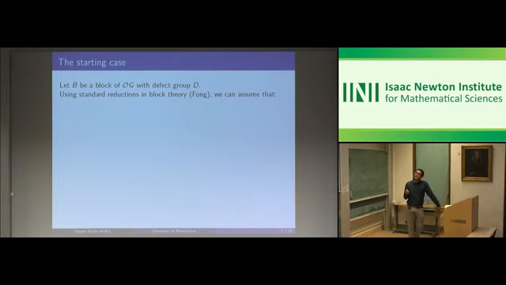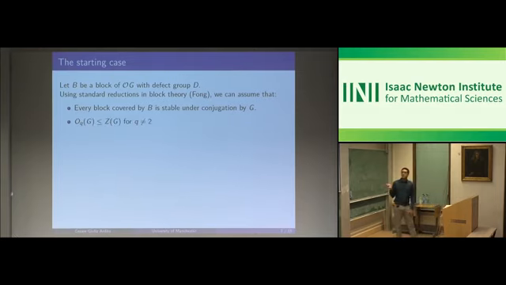So we take B, a block of OG with defect group D, and we apply certain standard reductions, and we can assume that all the blocks covered by B are stable under conjugation by G, that every odd p-core is central, and that B essentially covers no nilpotent blocks, as in all nilpotent blocks that are covered are in the Fitting subgroup. And this is quite technical. It's not super important to understand it, but it might answer some questions which could come up after this. So we apply certain standard reductions, which are mainly Fong reductions, and we can reduce to a special kind of block in a special kind of group that has these properties.